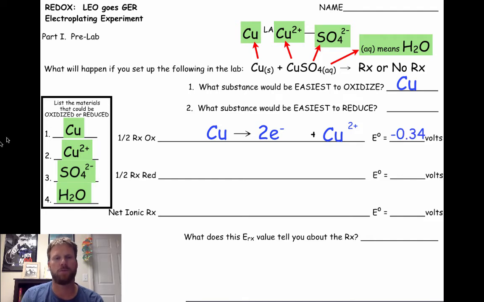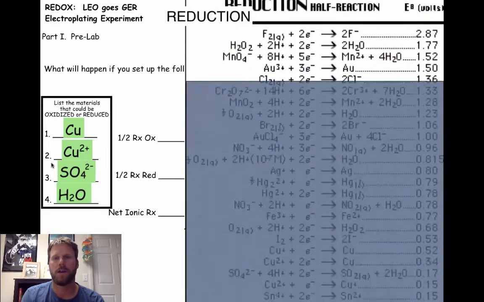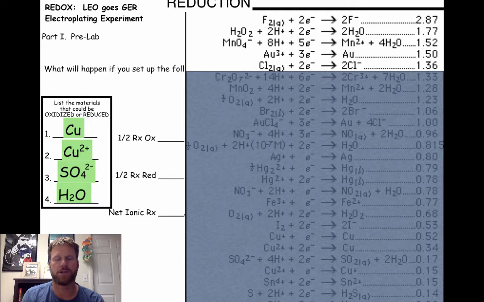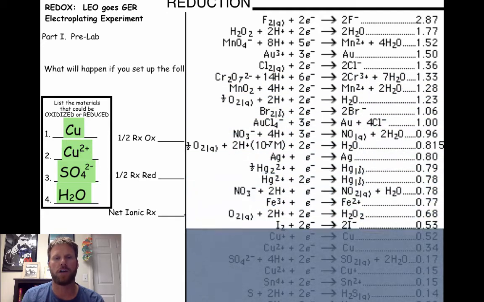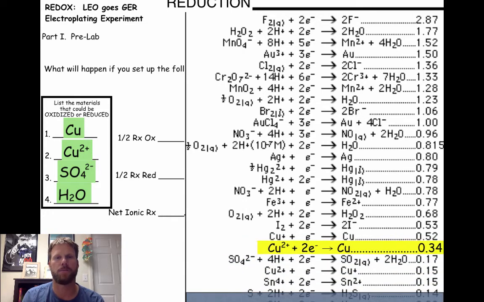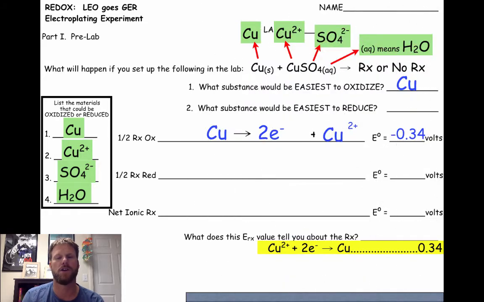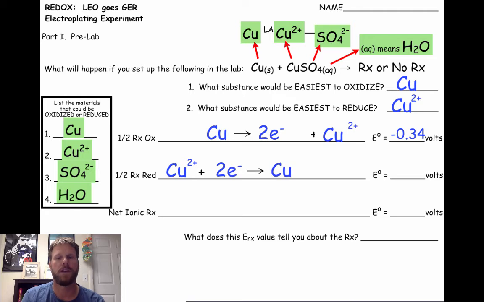So then what substance would be easiest to reduce? It's going to be one of these three things here. Most likely an ion. So let's look at the reduction side of our redox table, and we're scanning along looking for the substances in our list. If we don't have to scan far, we see copper 2+ is highest in the list. So copper 2+ would be reduced. Here's the half reaction for that process. Happens to be a positive 0.34 volts. We have 2 electrons transferred during this process, so those cancel.